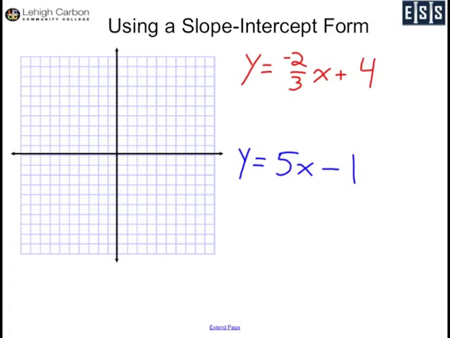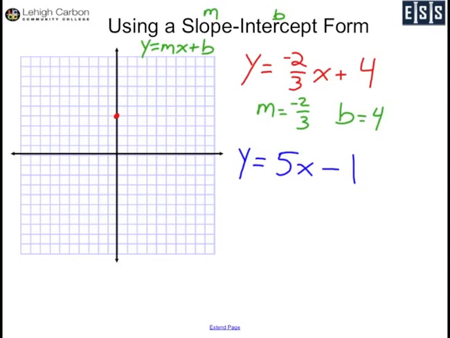So now we're going to graph using slope-intercept form, which we know is y equals mx plus b. M is your slope, b is your y-intercept. So my first equation, y equals negative 2/3 x plus 4. My m is negative 2/3. My b is 4. So my b is 4, which means my y-intercept is 4. On my y-axis, I go to 4 and put a dot.